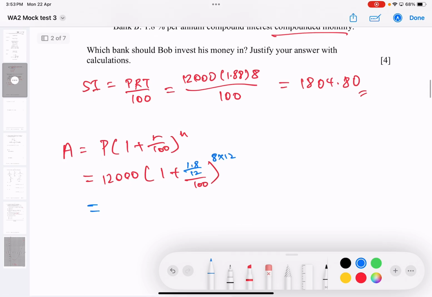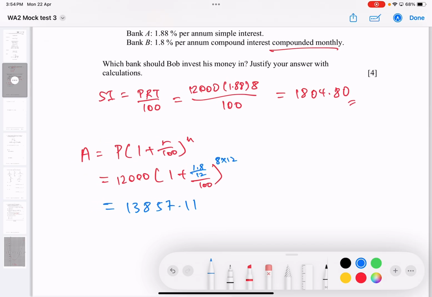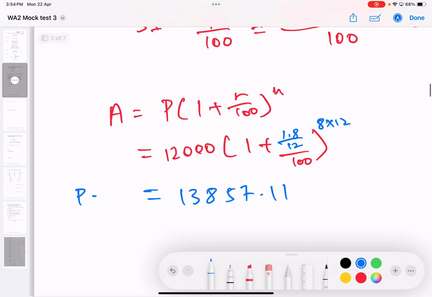Okay, so you should get 13,857.11. Leave to 2 decimal places. Okay, so which bank should Bob invest his money in? We need to calculate the interest. Remember the compound interest formula. A represents the principal plus the interest.